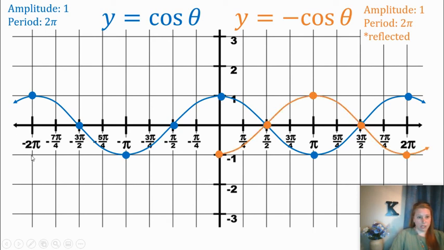Going in the negative direction, we'll start at the minimum, end at the minimum. Halfway, we'll reach our maximum. Halfway between each of those, we cross that midline and sketch the curve. So you'll notice here that this graph has just simply been reflected over the x-axis, that vertical reflection.